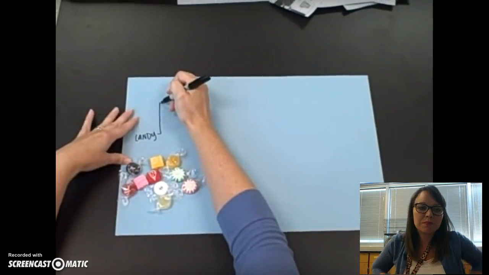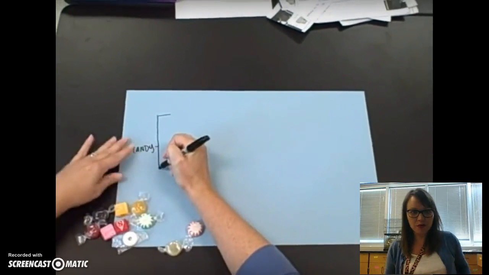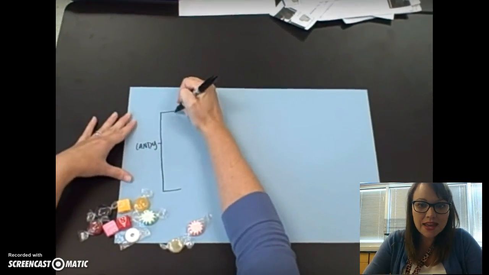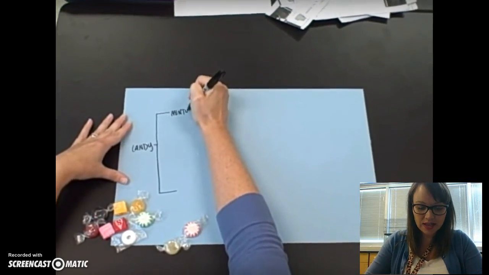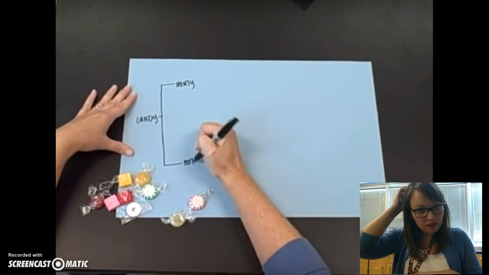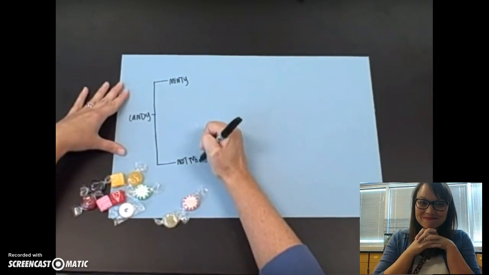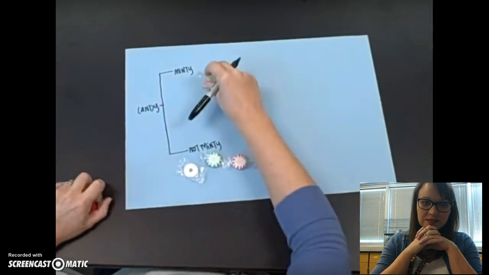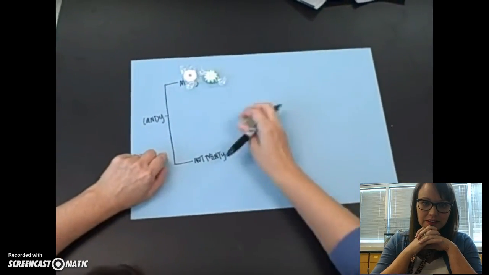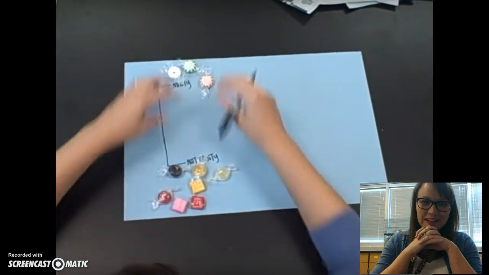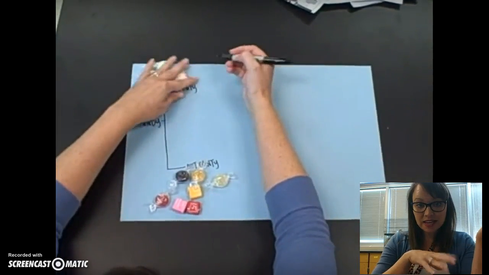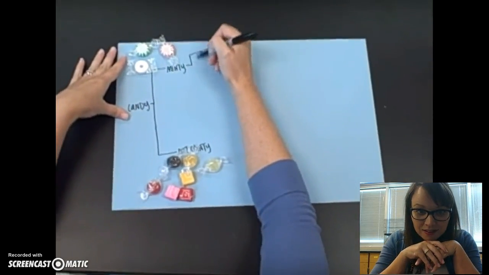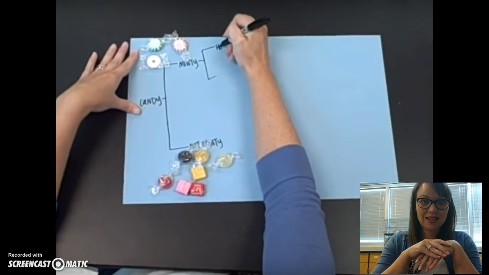Okay, so I've split the candy into two categories, and this is how we make the dichotomous key visually. So I've decided to go with minty versus not minty. So I have my minty candies. Wait a second. Oh, there you go. So I have 3 candies that are minty and 7 that are not minty.